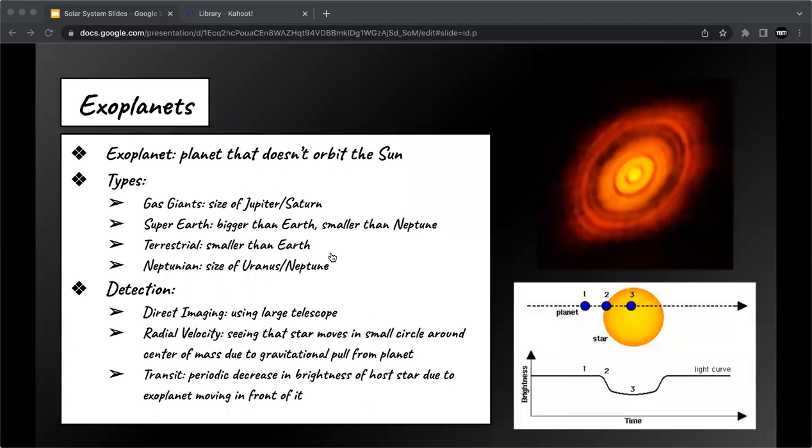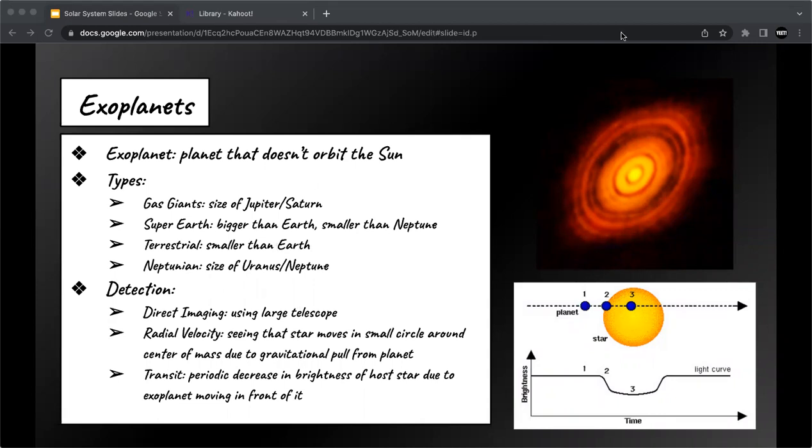Next, we have exoplanets. These are just planets that don't orbit the sun; they orbit some other star that's not the sun. And the main types, we have gas giants, which are the size of Jupiter and Saturn. We have super Earths, which are bigger than Earth, but smaller than Neptune. We have terrestrial, which are smaller than Earth, and we have Neptunian, which is the size of Uranus slash Neptune.